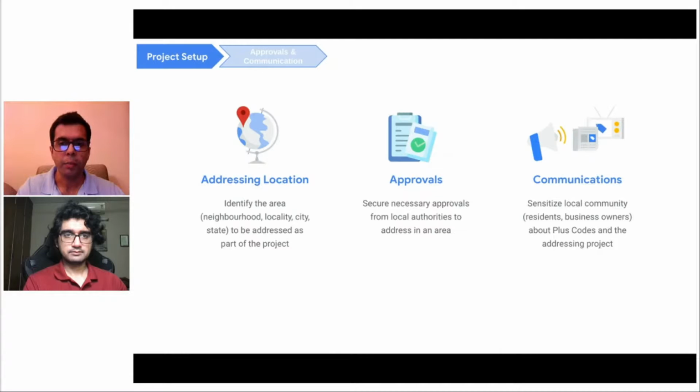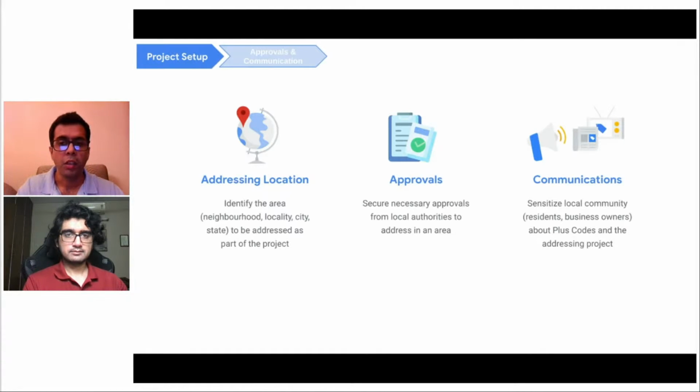Starting with the first phase, project setup, we shall first look at various approvals and communications that are required before we start the project. Addressing location. Identify the area wherein you want to do addressing. Depending upon the scale of your project, it could be a neighborhood, locality, or even a complete city or state. Approvals. Before starting an addressing project, it's important that you secure all necessary approvals from the local authorities. This will ensure that the authorities are aware about your project and the benefits it will bring to both the citizens and the authorities.